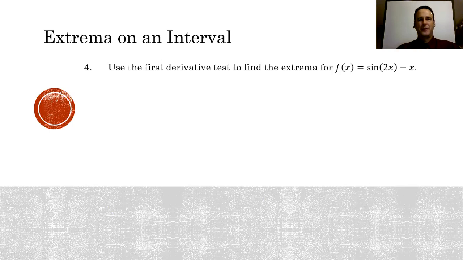Okay, so use the first derivative test to find the extrema, okay, which is what we've been doing. And so again, I'm gonna take the derivative f prime of x. Now, first time we've had trig, okay? This derivative is cosine of 2x, okay, times the derivative of 2x, which is 2, okay, minus the derivative of 1x is 1. Okay, so I'll set this equal to 0. This is 2 cosine of 2x minus 1.